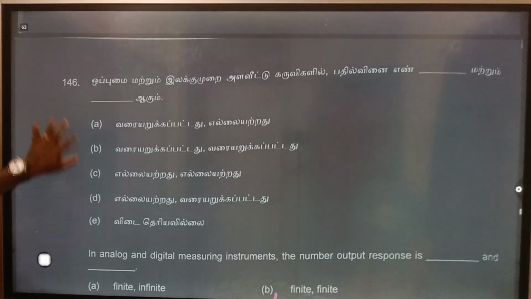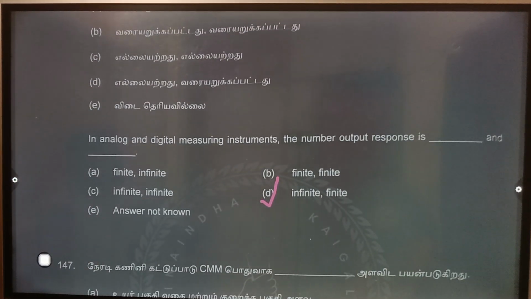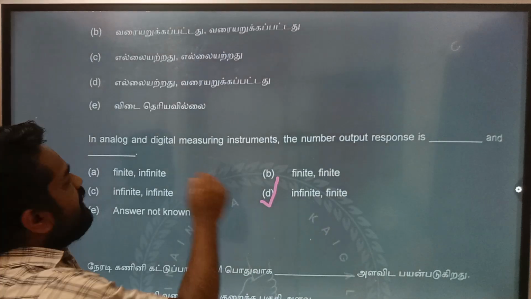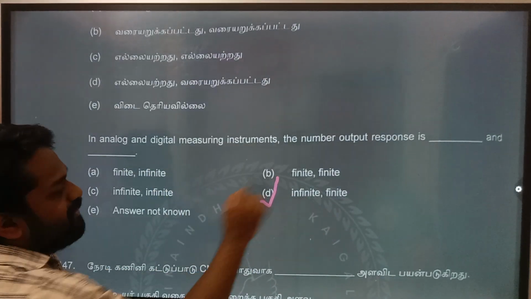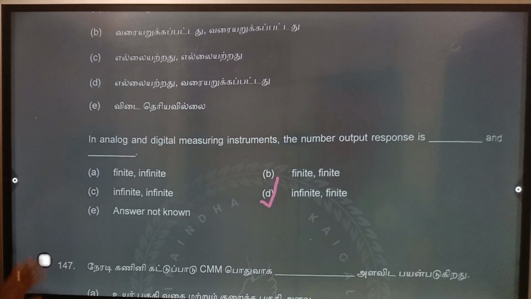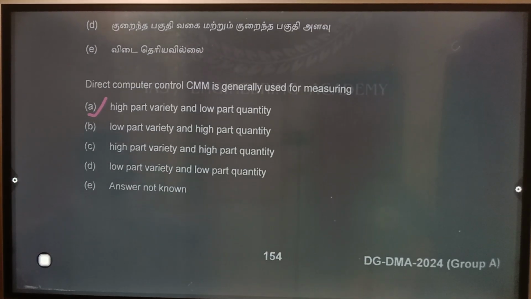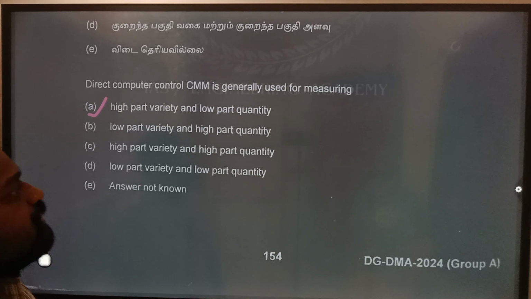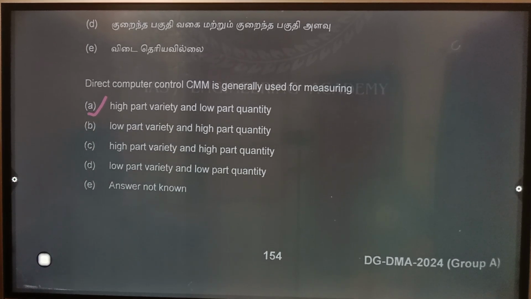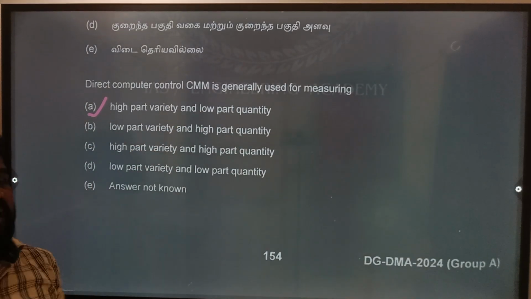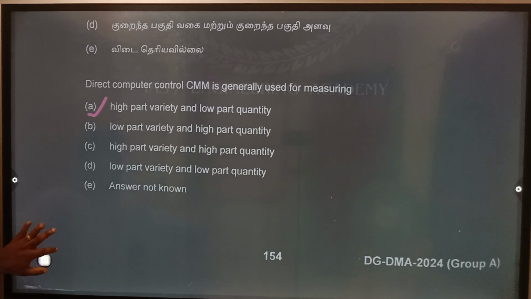Then 146. In analog and digital measuring instruments, number of output response is analog infinite, digital finite. So answer is D. 147. Direct computer control CMM is generally used for measuring high part variety and low part quantity. Okay, so A is the answer.